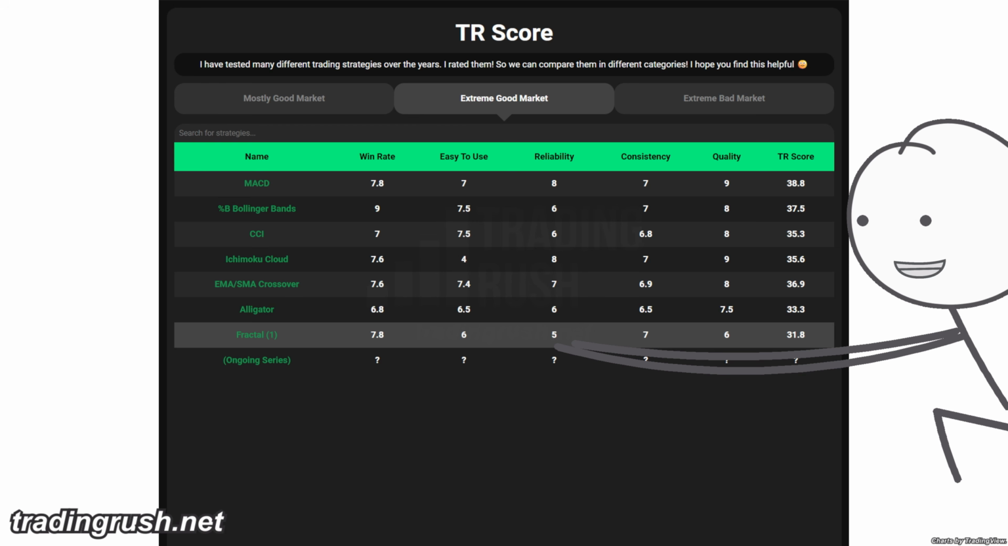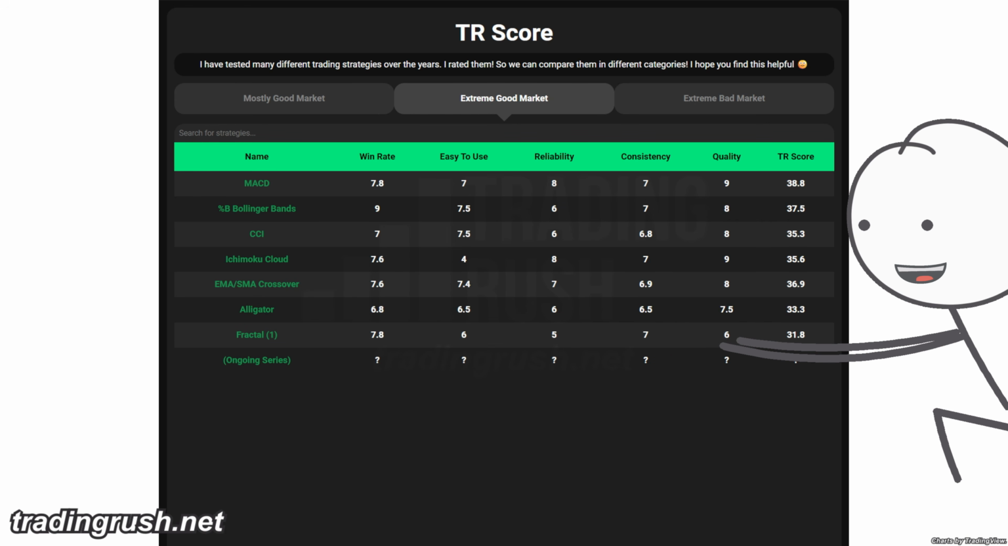In the reliability category, it gets a 5 out of 10. This is because it basically spams trades at every small reversal. That's not a reliable strategy. Since its profit graph went up pretty consistently, it gets a 7 out of 10 in the consistency of profit category. As for quality of trades, it gets a 6 out of 10. This is a lower score because it gives an entry point at every small reversal, which is not the highest quality setup. We have other trading strategies that gave a much better quality setup.